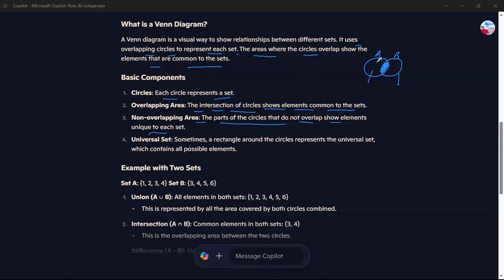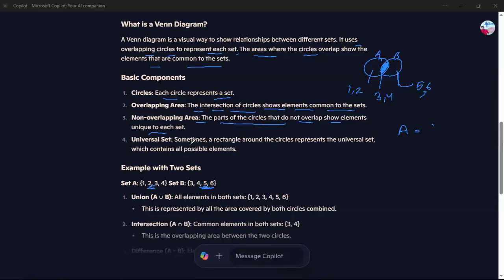unique to each set. For example, let's take A as 1, 2, 3, 4 and B as 3, 4, 5, 6. So 3, 4 are the common elements, and 3, 4 will lie here. The elements unique to A are 1 and 2, and the elements unique to B are 5 and 6.